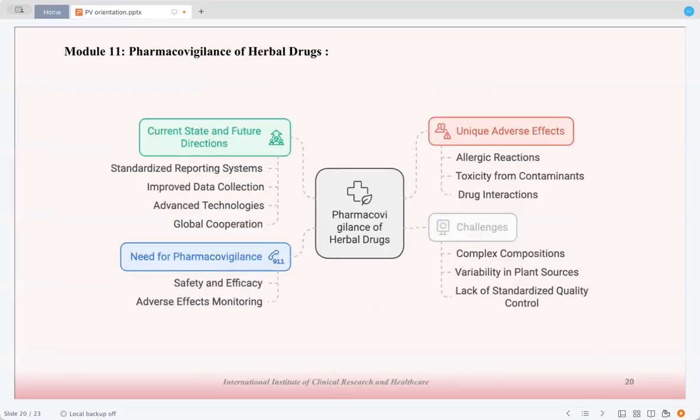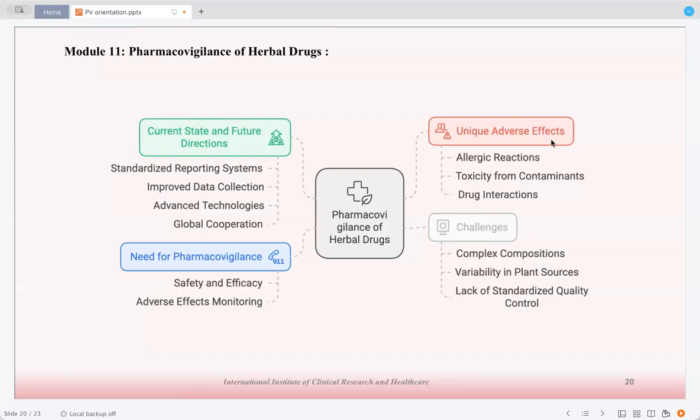Next is pharmacovigilance of herbal drugs. The need for pharmacovigilance in herbal drugs is to ensure the safety and efficacy of the product by monitoring adverse effects. Unique adverse effects are there because herbal medicine can cause adverse effects, including allergic reactions, toxicity from contaminants, or interaction with other drugs, so pharmacovigilance of herbal drugs is important.